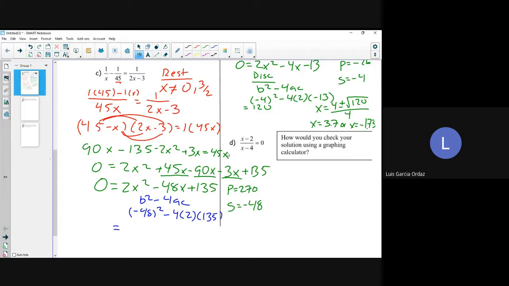1,224. Yeah, that's what I got. Did you make one of these negative by accident? Oh, yeah, the 135 was negative. Yeah, the 135 turned positive when we brought it over. Yeah, I remember that. So 1,224.